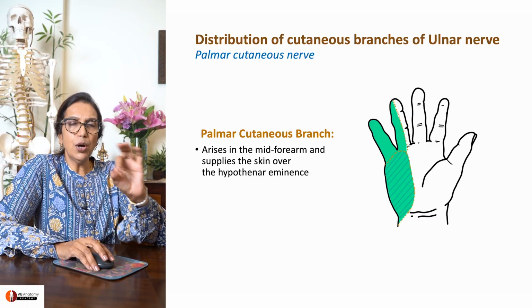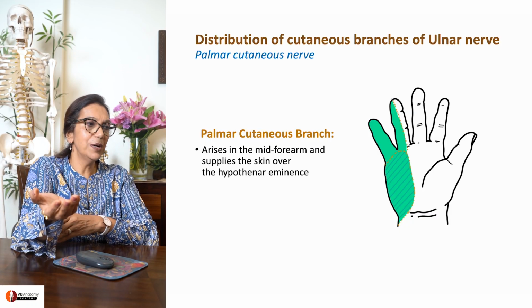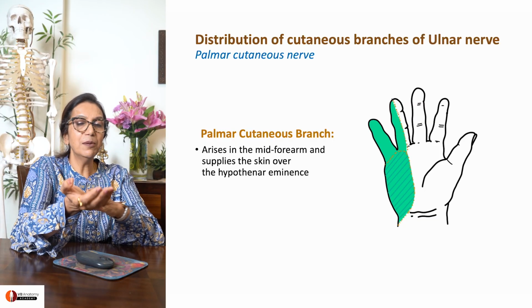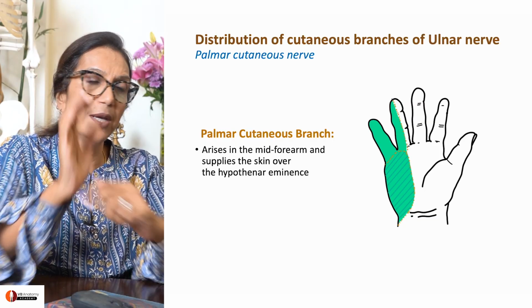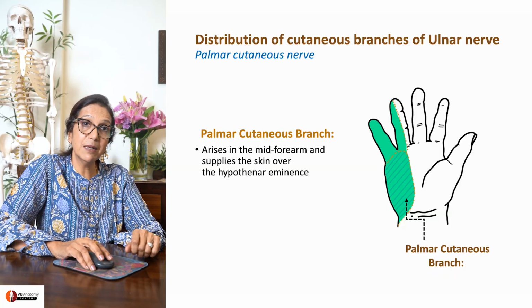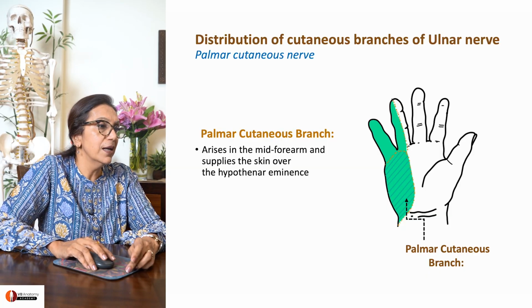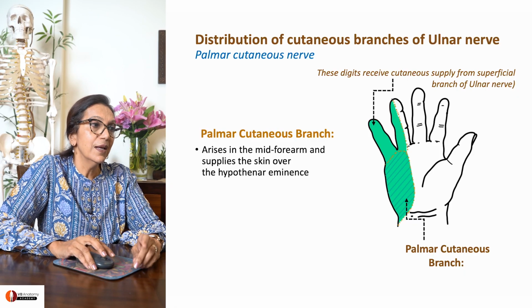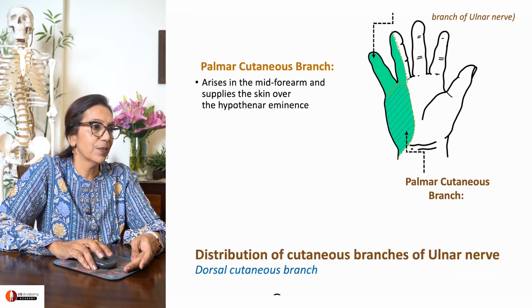So let's talk about palmar cutaneous branch. This is a branch arising in the middle of the forearm and supplying the skin over the hypothenar eminence. Just this much, okay? Does it supply the fingers? No, only the skin over the hypothenar eminence. The digits are supplied by branches of ulnar nerve later.